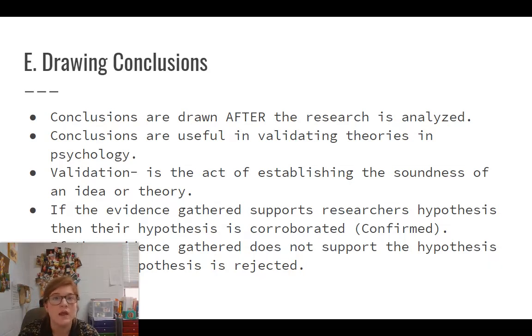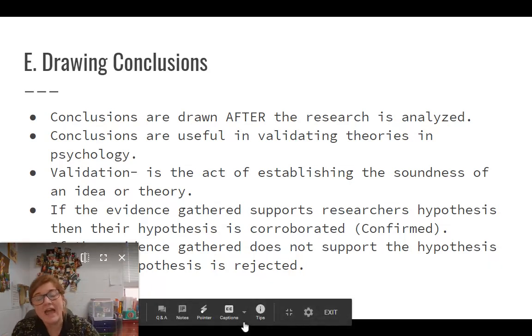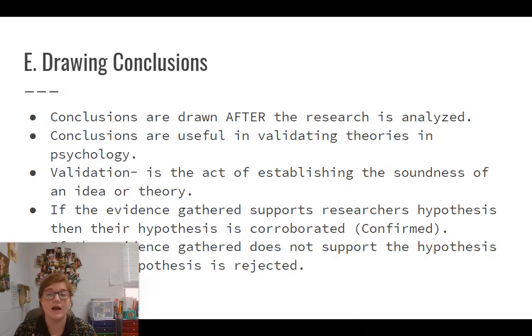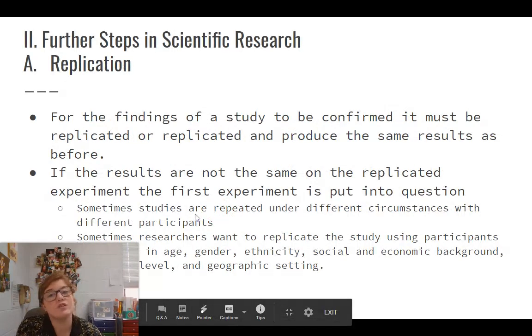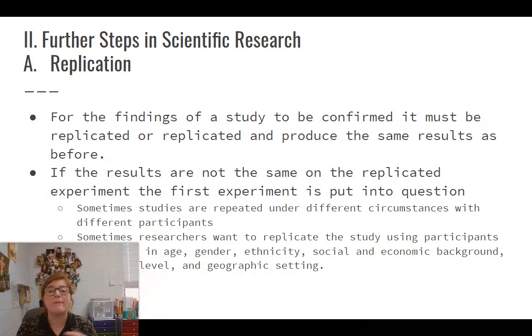Conclusions are useful in validating theories of psychology. Validation is the act of establishing the soundness of an idea or theory. If evidence gathered supports the researcher's hypothesis, then their hypothesis is corroborated or confirmed. If the evidence gathered does not line up with that hypothesis, it does not support the hypothesis, then that hypothesis is rejected. Further steps in scientific research is replication.